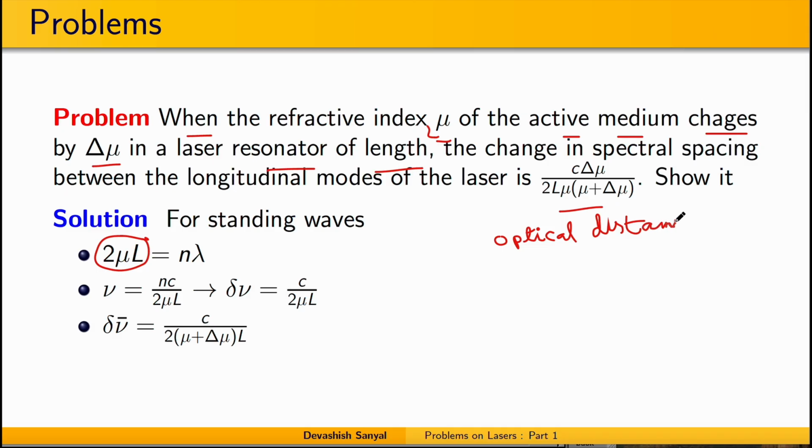This optical distance travelled should be equal to an integer times lambda. Then only we can have standing waves. So from here it's easy. You express lambda in terms of nu, and what you get is this. C is the velocity of light. So for different n you have different frequencies. These are the frequencies that can be sustained by this resonator.